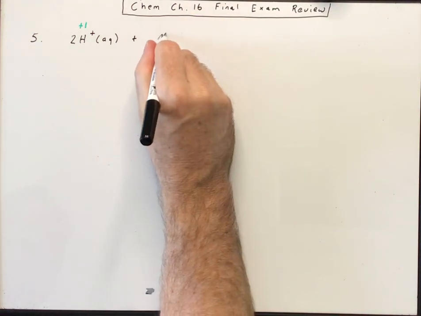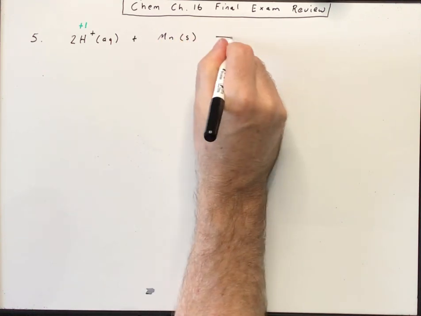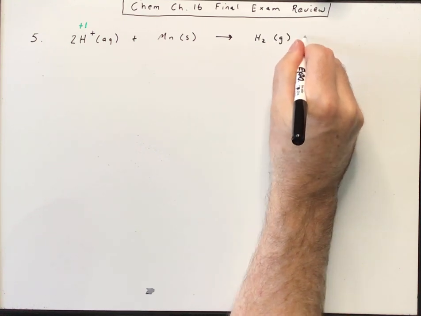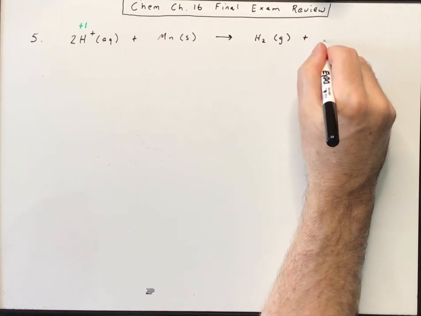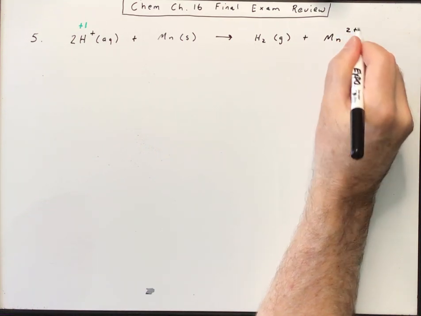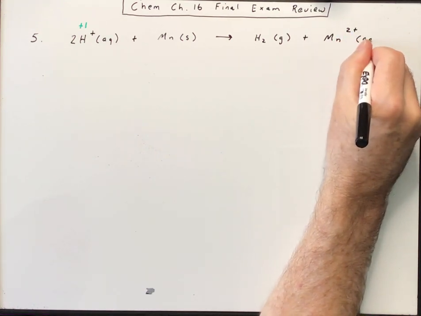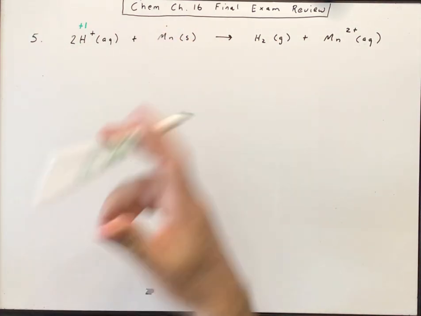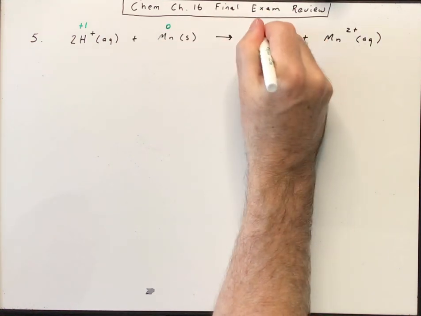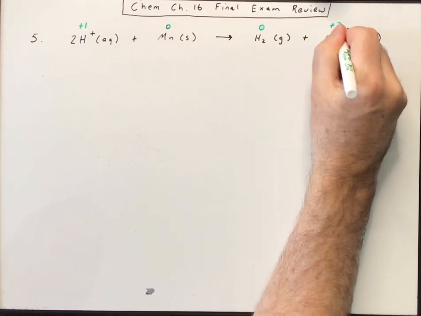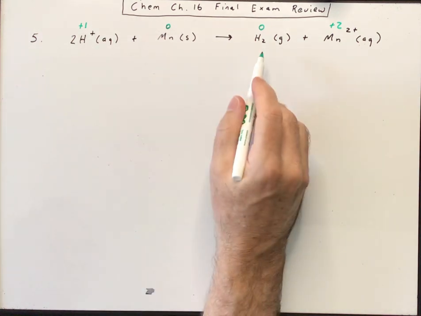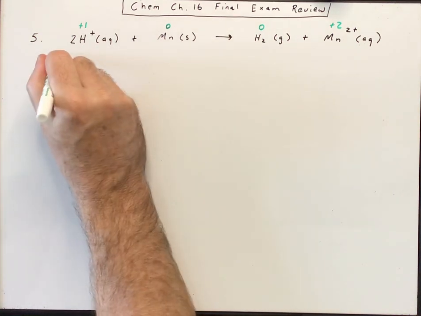So it's plus manganese. And then that'd be H2 gas plus Mn2 plus. All right, and so manganese would be 0, hydrogen 0, and then manganese plus 2. So hydrogen goes from plus 1 to 0. The oxidation number is reduced.